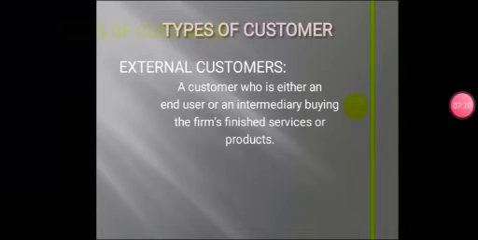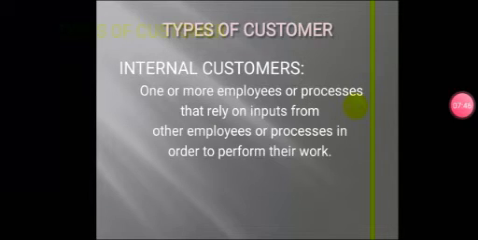Every process and every person in the organization has customers. We have two types of customers. Number 1, external customers, and number 2, internal customers. External customers are those who may be end users or intermediaries, buying the firm's finished services or products. Internal customers are those who may be employees in the firm whose process inputs are actually the outputs of earlier processes managed within the firm.